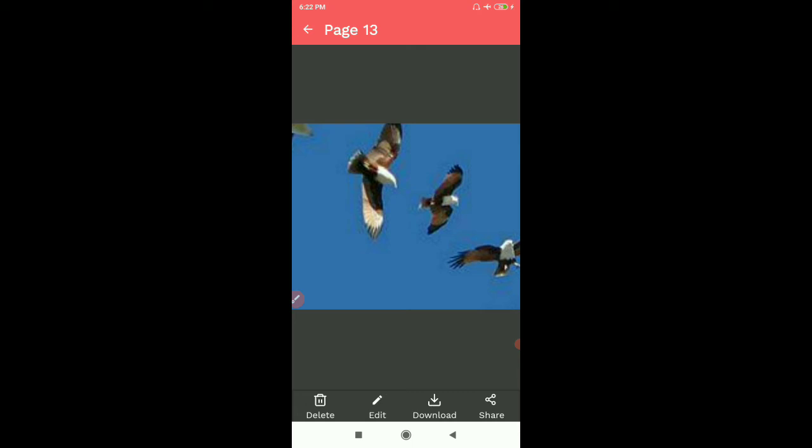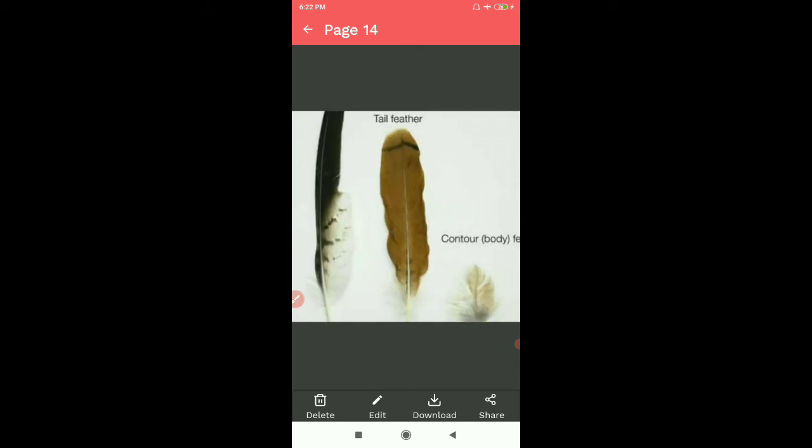The bodies of birds are covered by three types of feathers: flight feathers, down feathers, and tail feathers. The flight feathers are long feathers present in the wings. They help birds to fly.